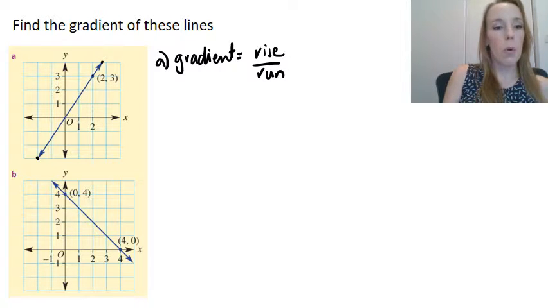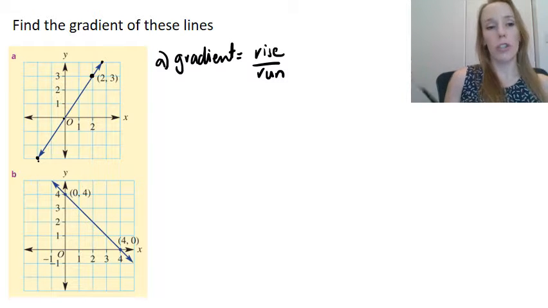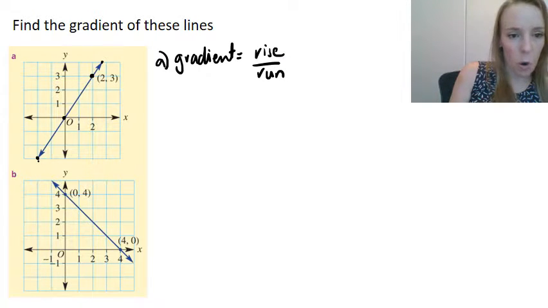So we've been given a point here, 2, 3, and we haven't been given a second point, so we're going to find a second point. We can either use the end of the line here, or we could use another point, for instance our origin. It crosses through the origin. So let's use the origin as our second point, which is 0, 0.